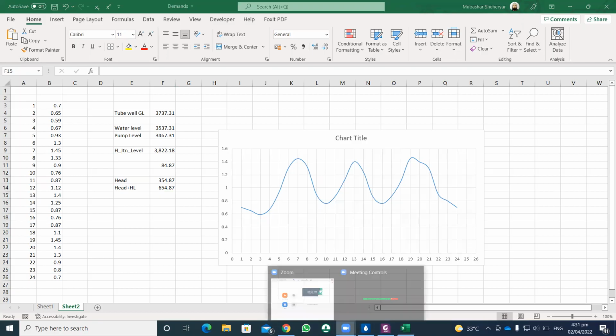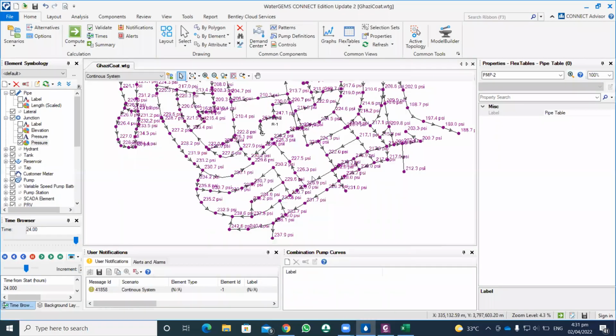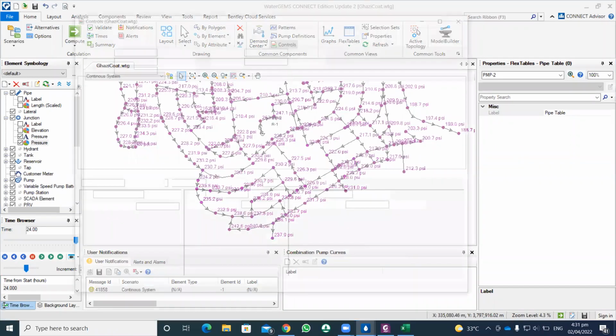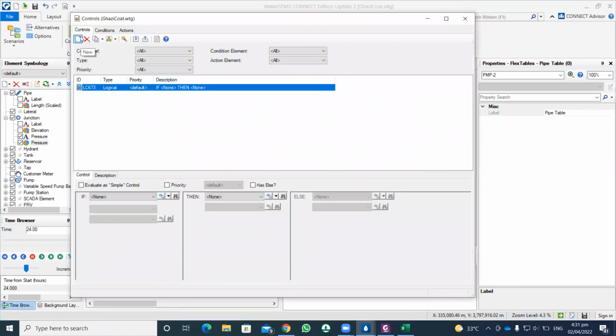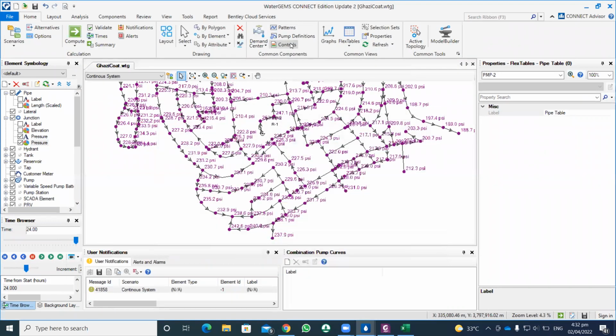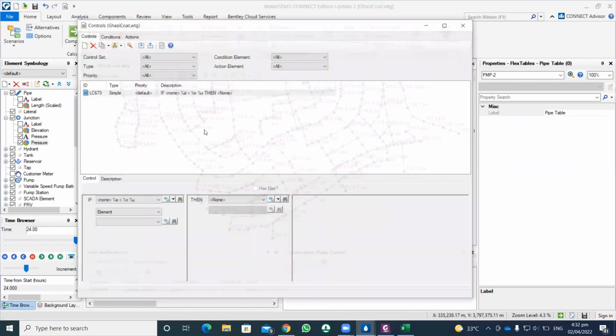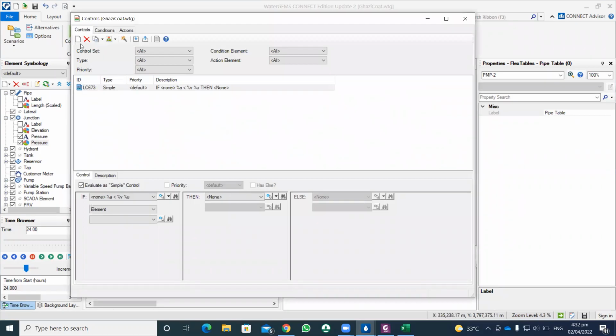So how to make this in WaterGEMS? I have to provide controls in such a system. I will create logical controls, a new simple condition. You will click on Controls, found in the Home tab, and then create a logical control, and provide a control to that pump, so that the pump should be open from this time to this time and closed from this time to this time.